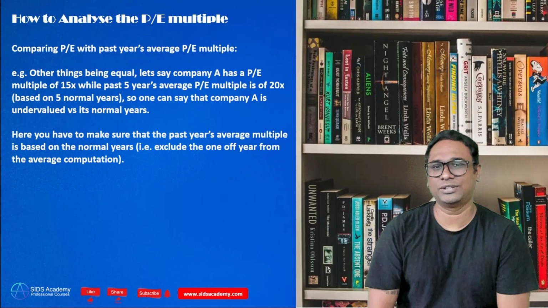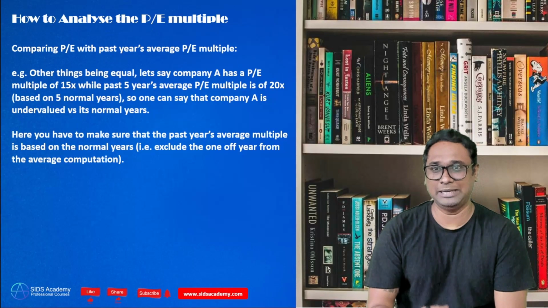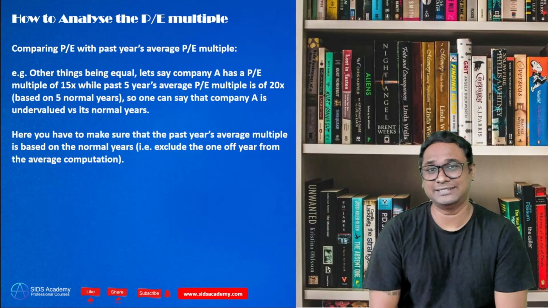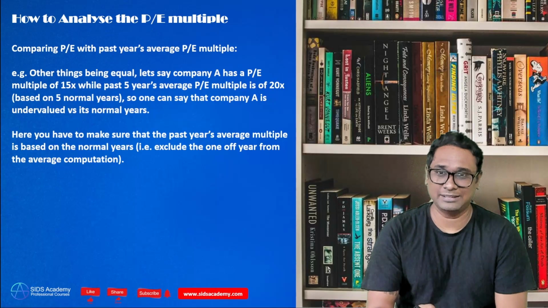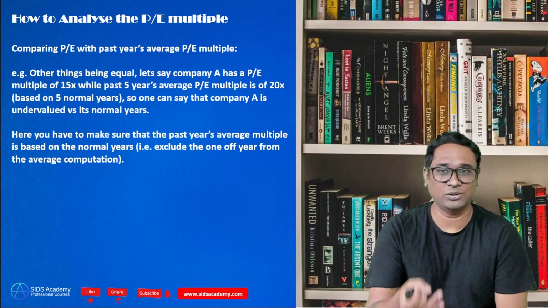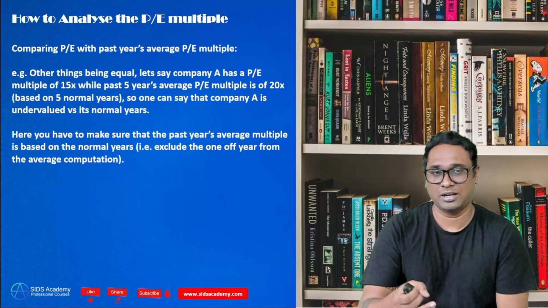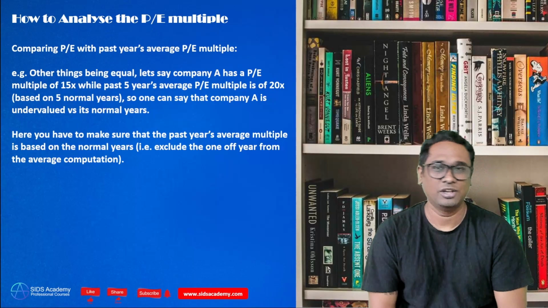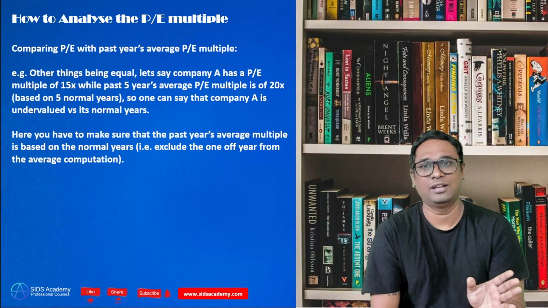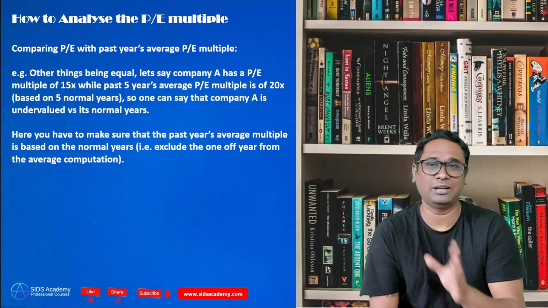Here you have to make sure that the past years' average multiple is based on normal years. That is, exclude one-off years from the average computation. It could very well happen that the particular company you are comparing had a one-off year, let's say 2 years back. So you should exclude that while computing the 5 years normal P multiple.